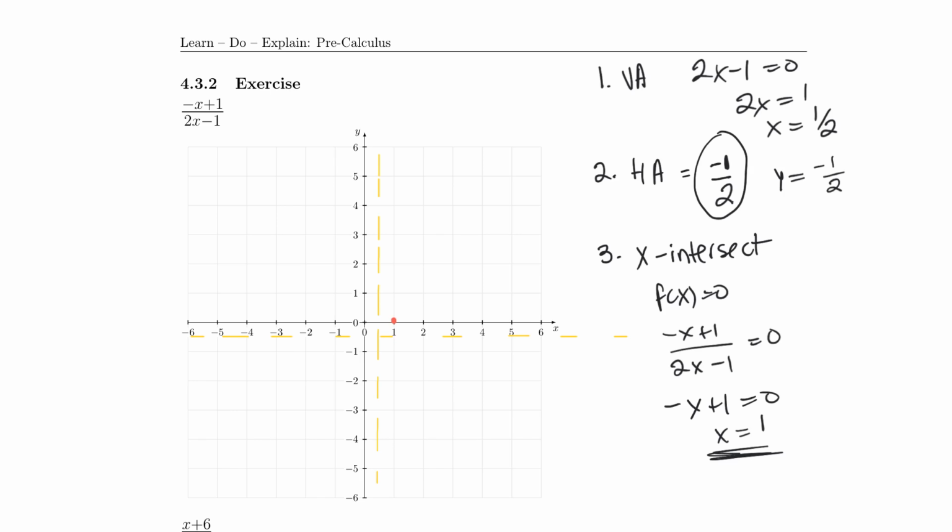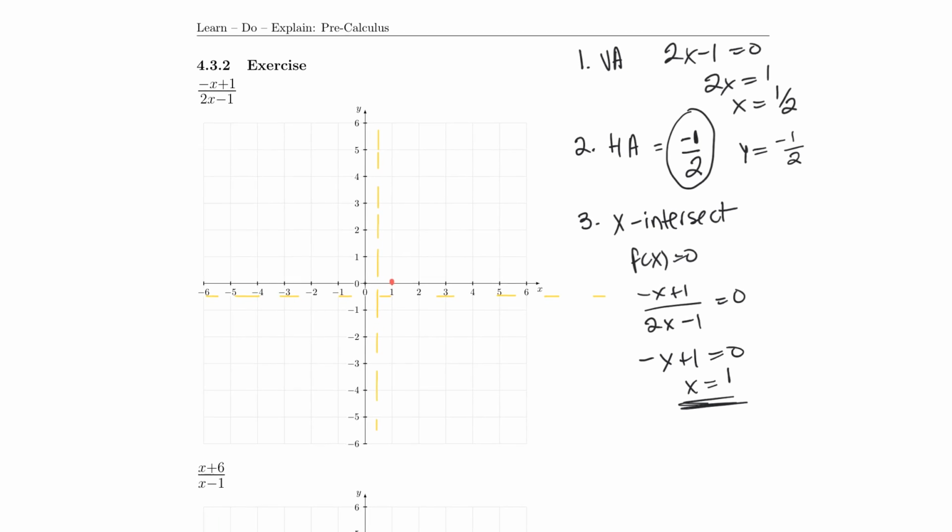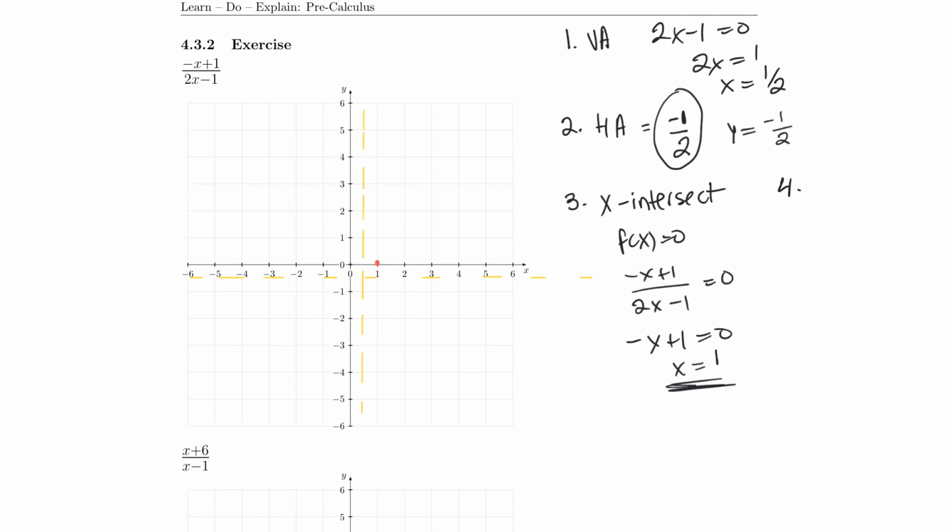Now that we have this point, we need to calculate the Y intercept. How do we do this? For the Y intercept, we need to set x equal to 0 in our function. So for x equal to 0, we have minus 0 plus 1 divided by 2 times 0 minus 1. This is 0, this is 0, so we have equals to minus 1. So the y-intercept is at minus 1. That will be right here.